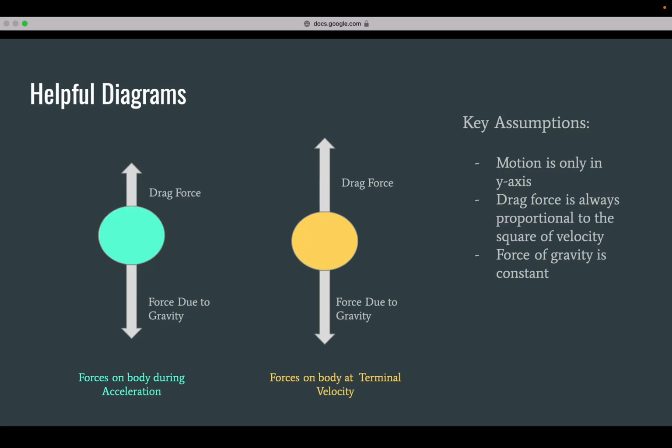Here's a diagram showing the forces acting on the ball. The first diagram shows the unbalanced net force when drag force is less than gravitational force. In this diagram, the ball is not yet at terminal velocity, which is seen in the second diagram. This is when the drag force and force due to gravity are equal and opposite. Here in the second diagram, the net force is zero, and it will no longer accelerate and will maintain its terminal velocity. The key assumptions in this lab are motion is only in the y-axis, drag force is always proportional to the square velocity, and the force of gravity is constant.